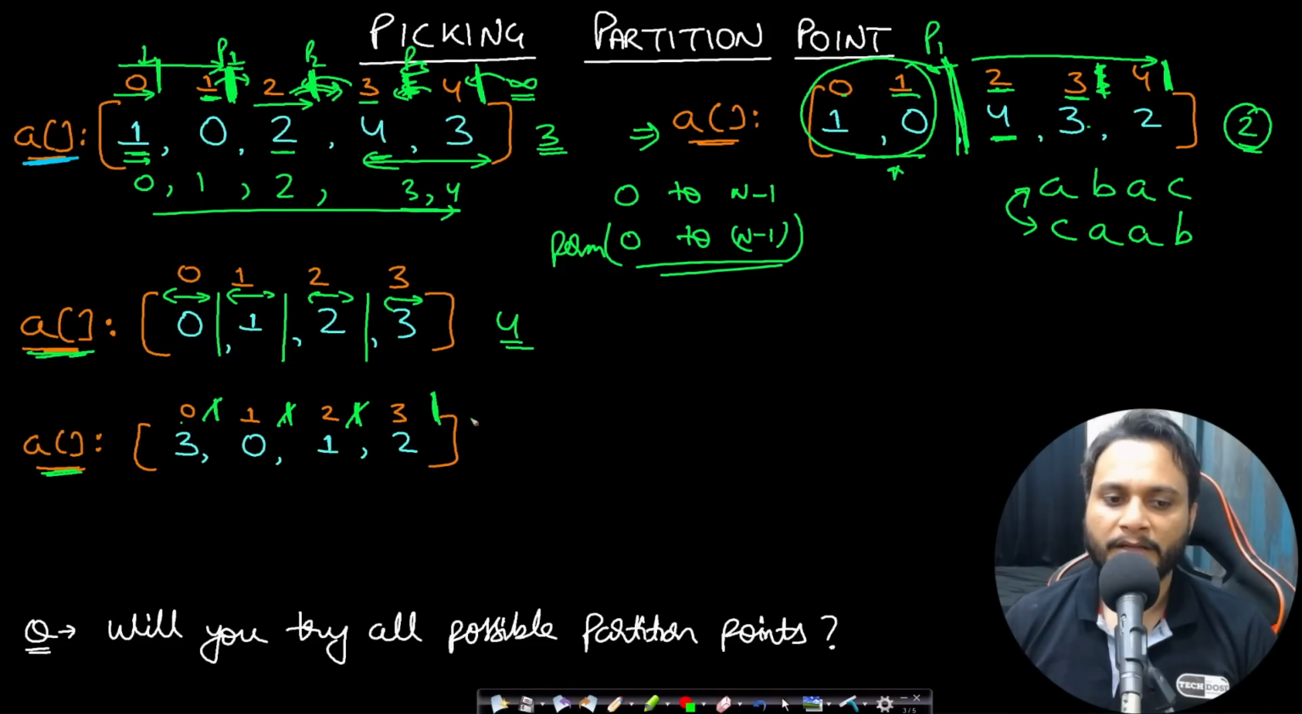They are just jumbled up. So here you just have one block. There is no other option. You have to take the entire array and just sort it. So the question is, will you try all possible partition points?